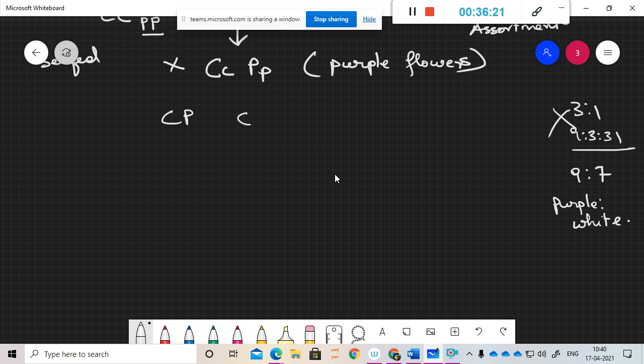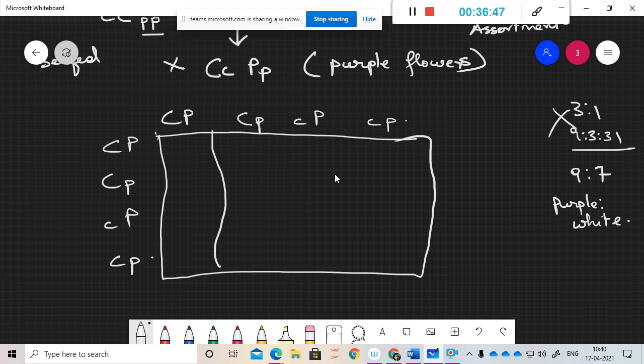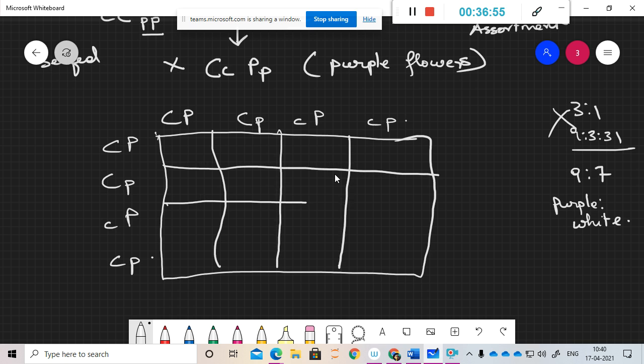CP, CP, CP, small c, small p. Now I draw this. And now if I make this Bateson and Punnett square, it came. This type of analysis was done by Bateson and Punnett itself.